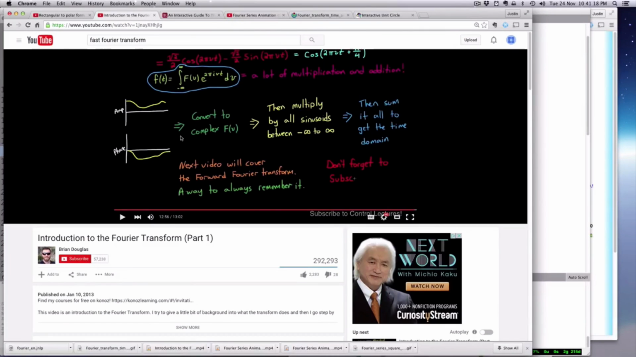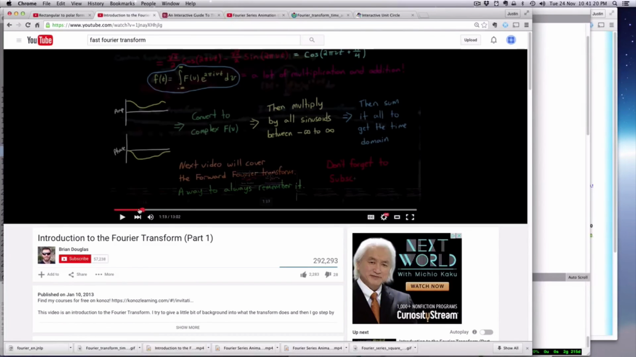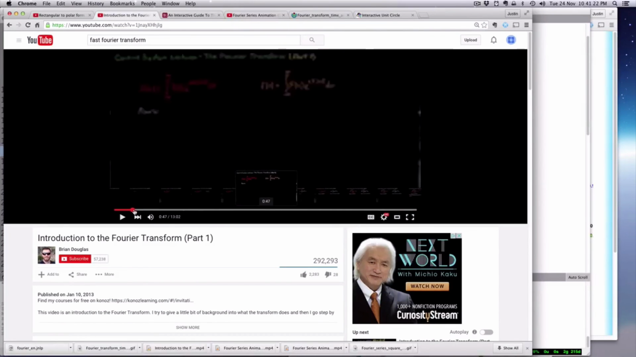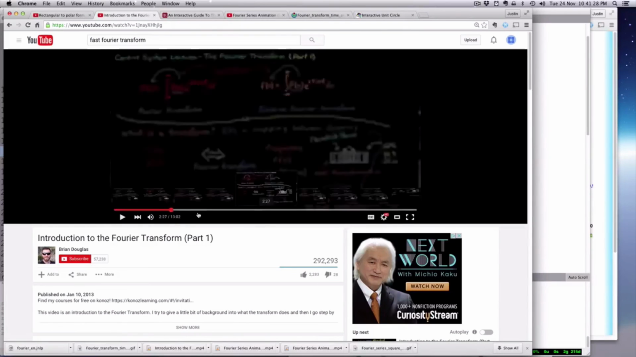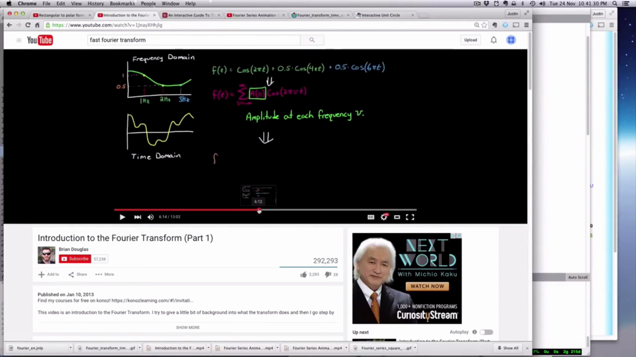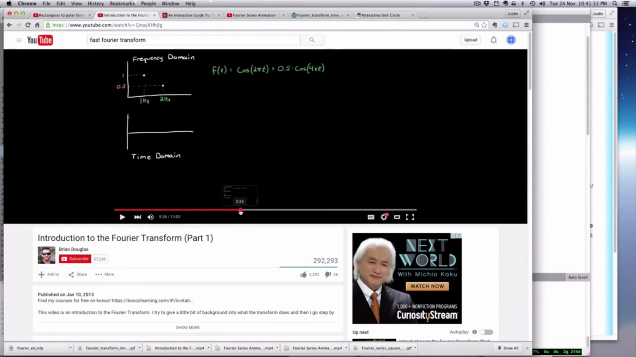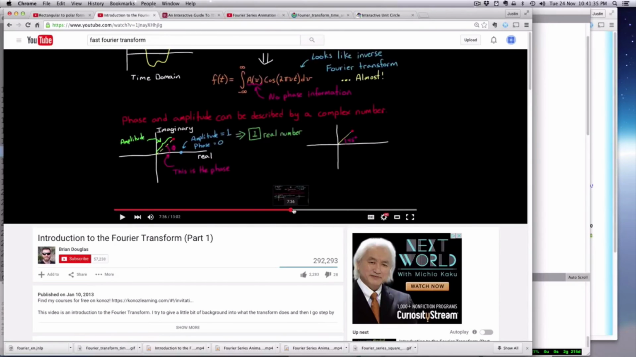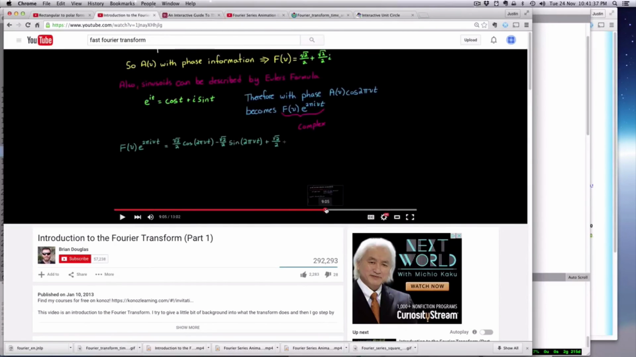Again, this idea of the time domain versus the frequency domain, and how we use the beauty of the way unit circles work and the way polar and rectangular coordinates work to easily slide between the two different domains.